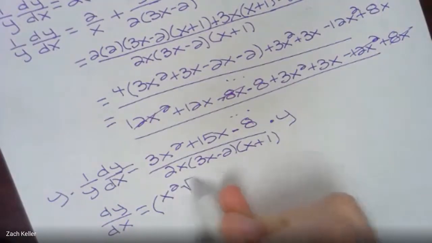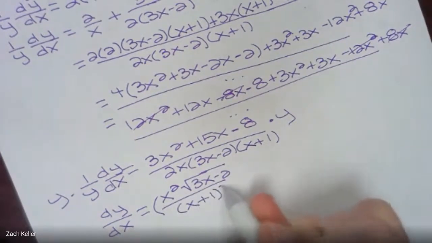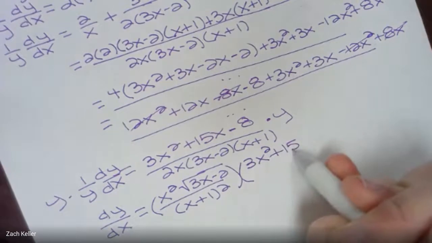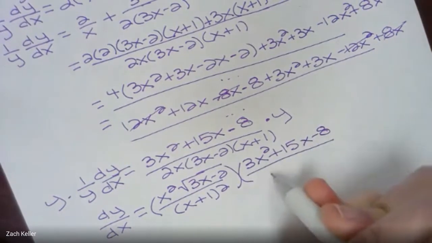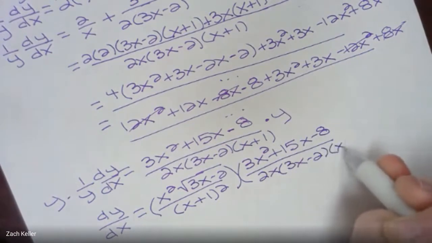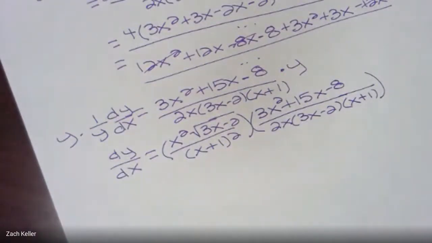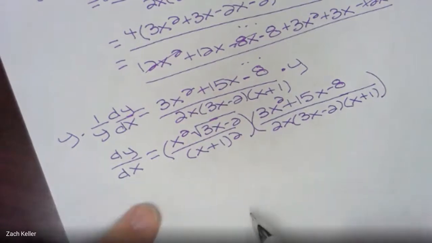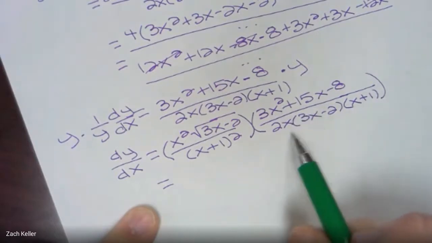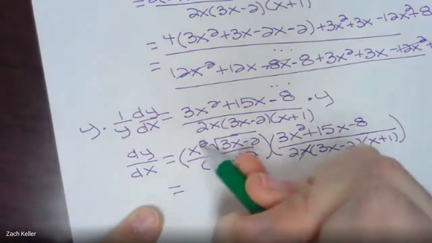So x squared, square root of 3x minus 2 over x plus 1 squared times this mess, your x squared plus 15x minus 8 over all this stuff. So logarithmic differentiation, just like implicit, doesn't always look nice. There's a little bit of simplification I can do here. This x can cancel. We're all multiplying here, so I'm allowed to do this. So this x can cancel. This becomes just x to the first.